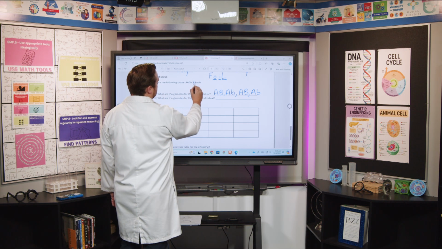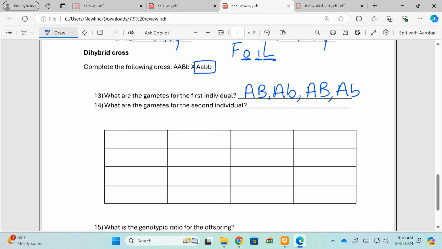Okay, so now let's look at this one. And again, we're treating the 2 A's as dealing with one trait, and the 2 B's deal with one trait. We're going to FOIL this genotype out to figure out what the gametes are. So the F stands for first. We're going to take the first allele of each trait. So that would be the capital A and the little b. That's the first one out of those pairings. So A, little b. Then we'll do outer. Which 2 letters are on the outside? This one's on the outside, this one's on the outside. So it would be capital A, little b again.